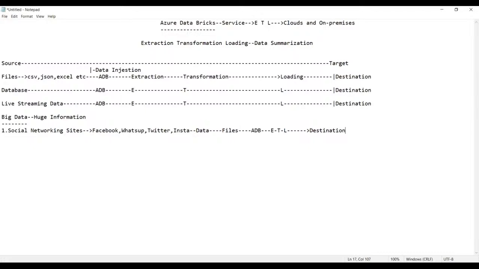Okay, guys, that's it. So now, next, apart from this, we can also get the data from social networking sites. We can also get the data from banking applications.